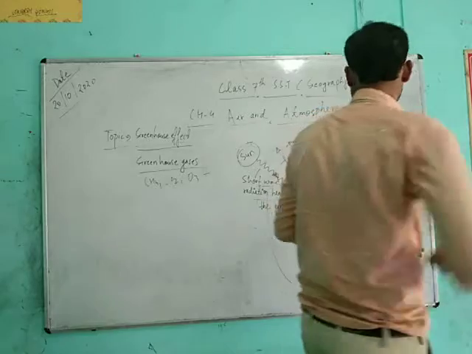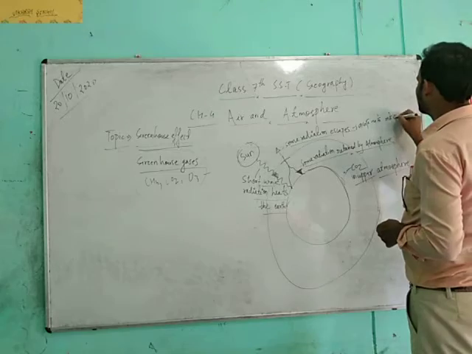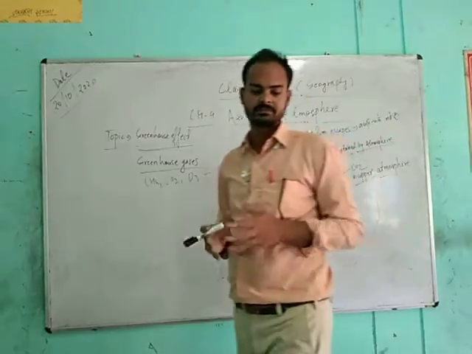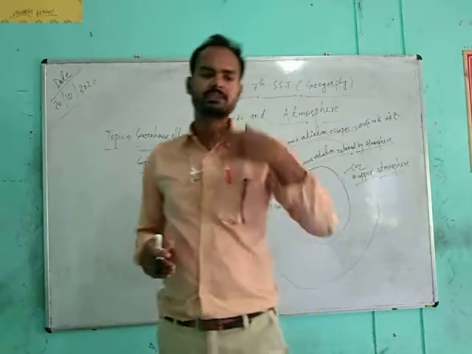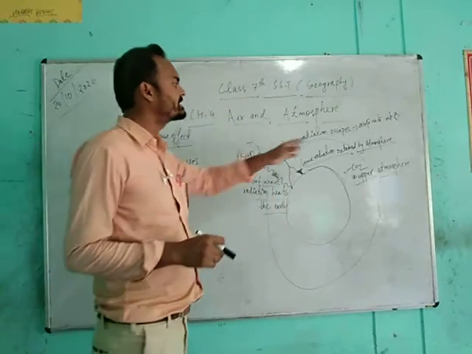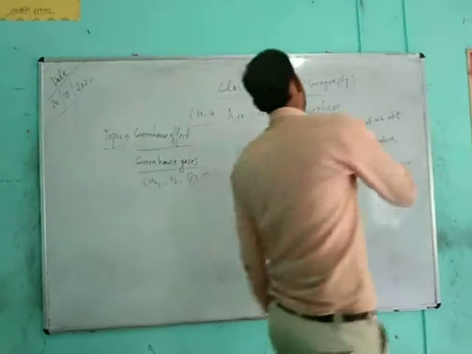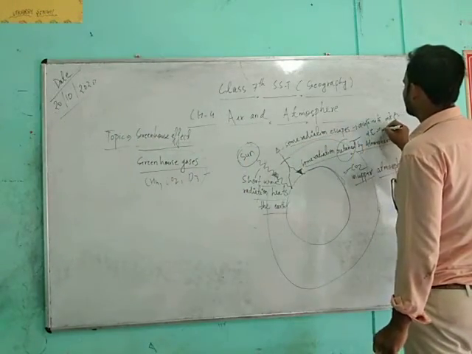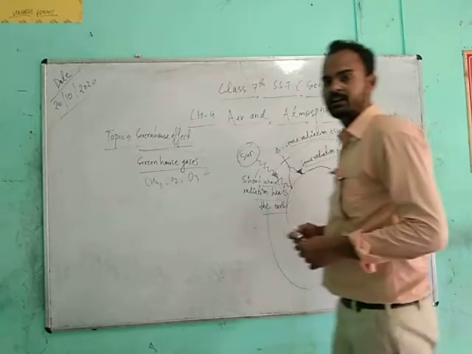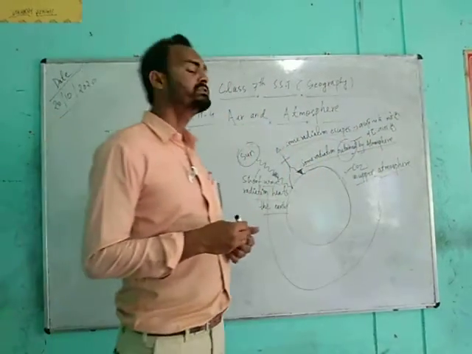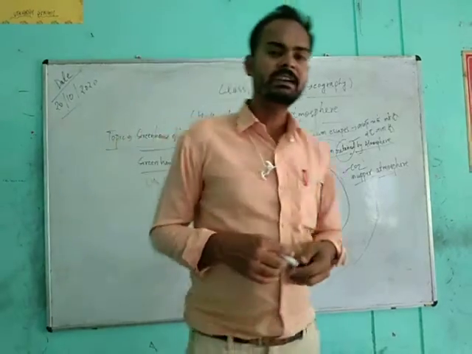What is escapes? वापस चले जाते हैं. So in the radiation of the sun's heat, some part of the radiation goes back or escapes, and some part of the radiation is retained in this atmosphere. What is retained? रह जाता है. What is escapes? वापस चले जाता है. What is retained? रह जाता है. What is radiation of Earth? The radiation of the sun's heat, short wave radiation heat, goes to the earth.